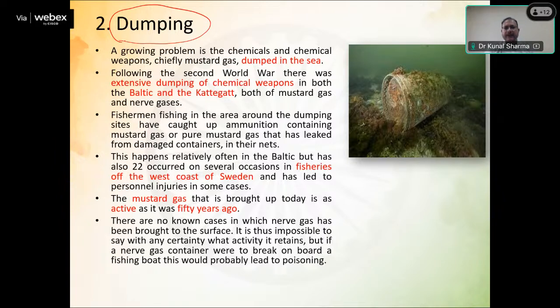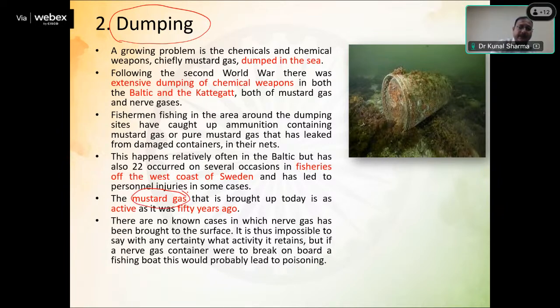A growing problem is chemicals and chemical weapons, chiefly mustard gas, dumped in the sea. Following the Second World War, there was extensive dumping of chemical weapons in both the Baltic and Kattegat, both mustard and nerve gases. Fishermen fishing in the area around the dumping sites have caught ammunition containing mustard gas, and pure mustard gas that has leaked from damaged containers, in their nets. This has occurred relatively often in the Baltic, but also on several occasions in fisheries off the west coast of Sweden. The mustard gas that is brought up today is as active as it was 50 years ago.